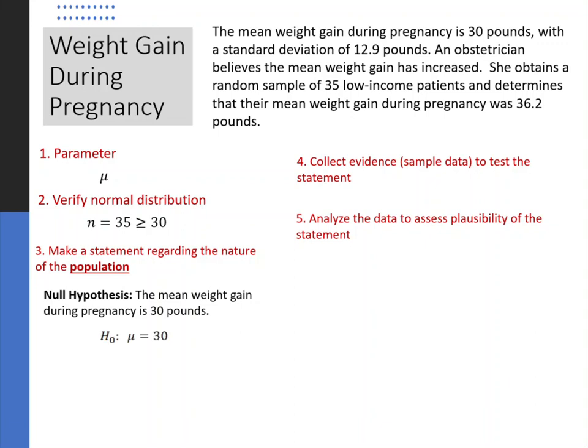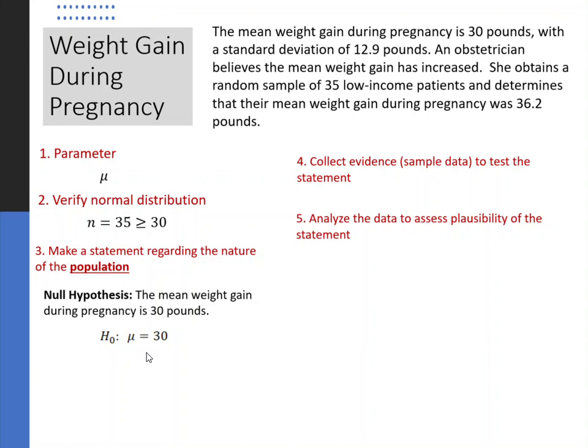Symbolically, we represent it, like we said before, with H sub 0: mu equals 30. So symbolically, we will always write this as our parameter of interest, which is mu, and then our assumption is that it's equal to 30.